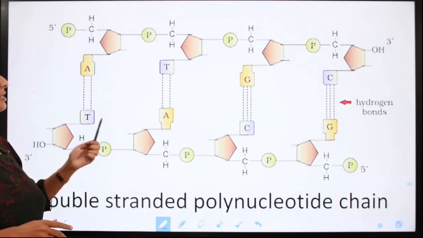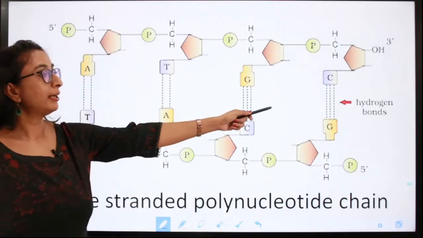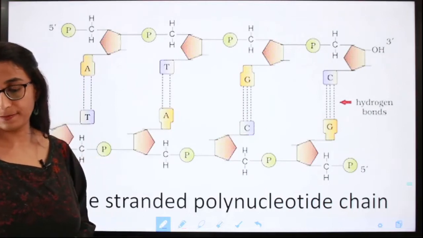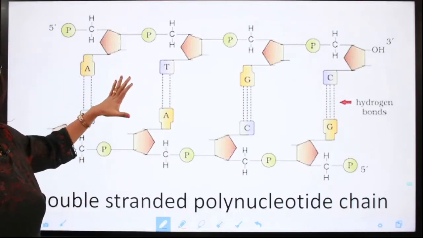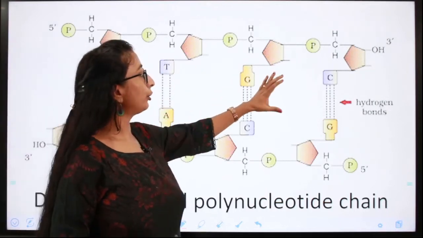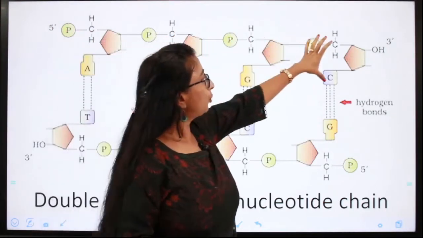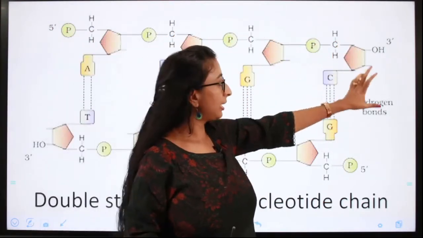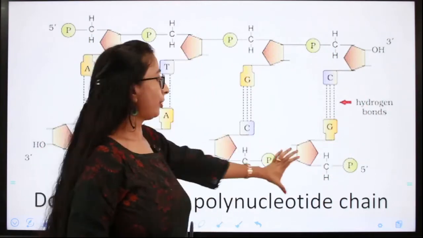So the 3 bonds are glycosidic bond, phosphodiester bond and the hydrogen bonds. This is how a double-stranded DNA molecule looks like. This is the double-stranded polynucleotide chain. Here you can find one strand of DNA moving in 5' to 3' direction and the other strand of DNA in 3' to 5' direction.